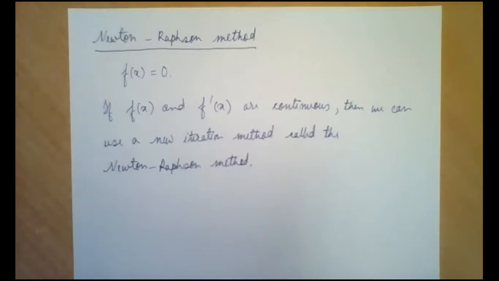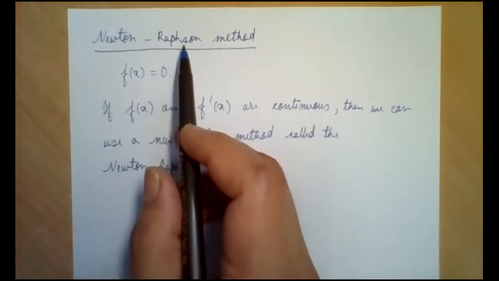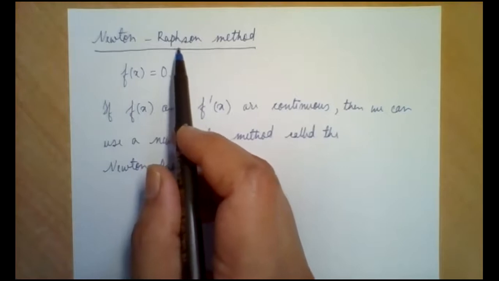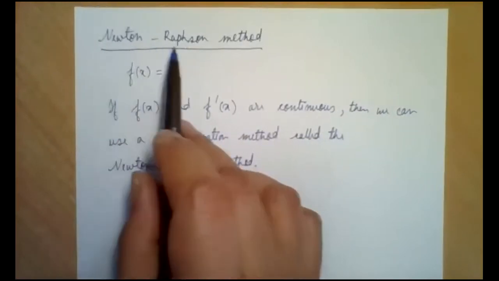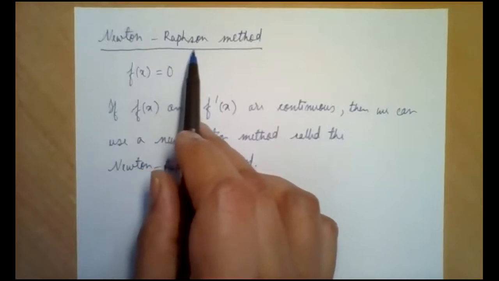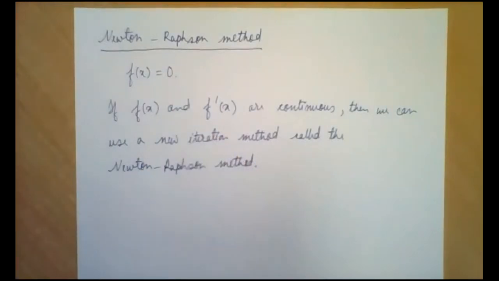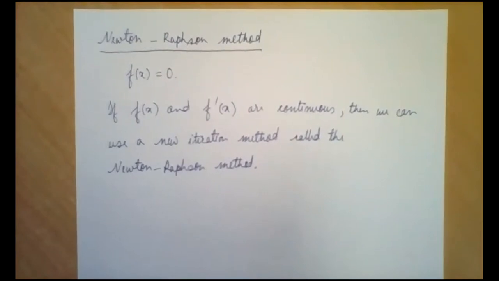The underlying idea of this method is due to the famous mathematician Sir Isaac Newton, but the method that we now use is due to the mathematician Raphson. Newton-Raphson method.